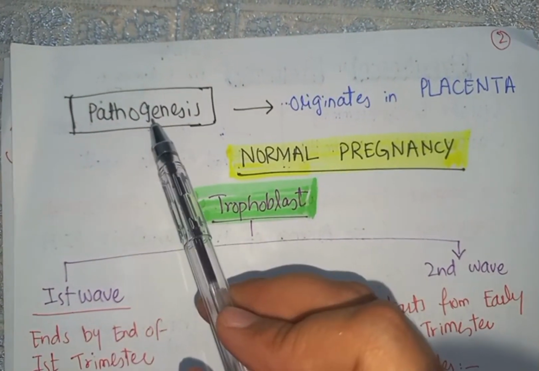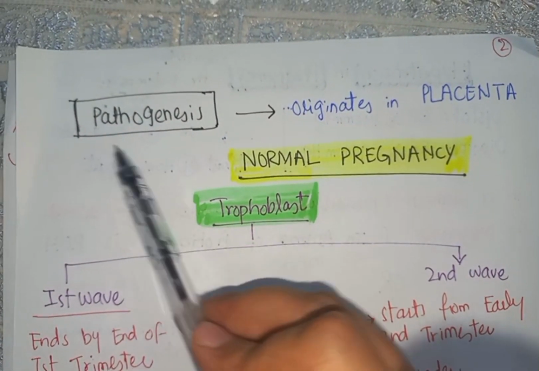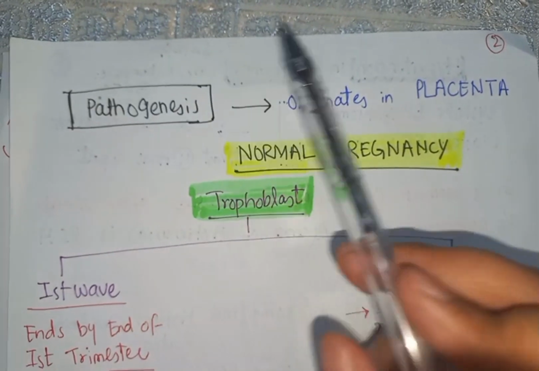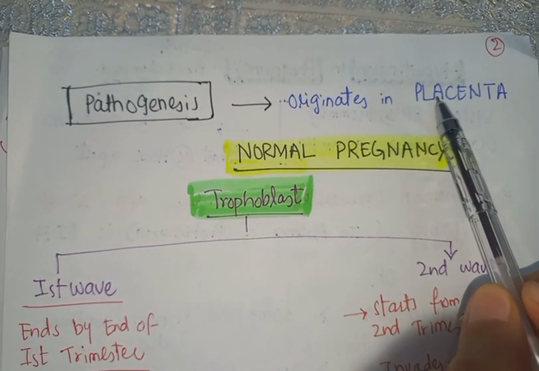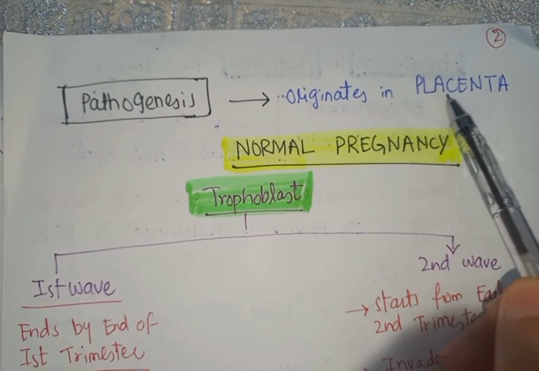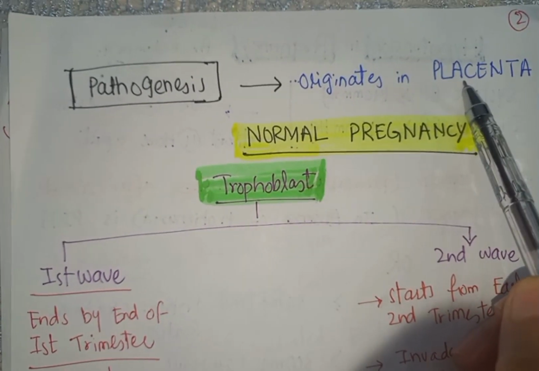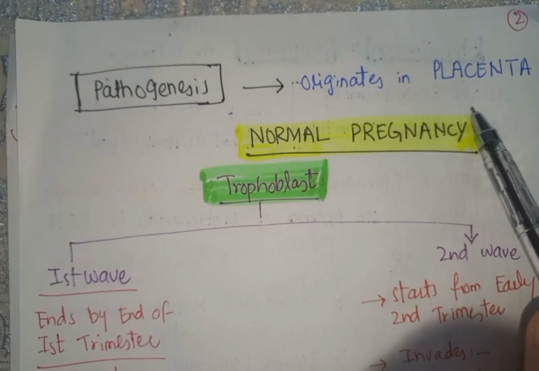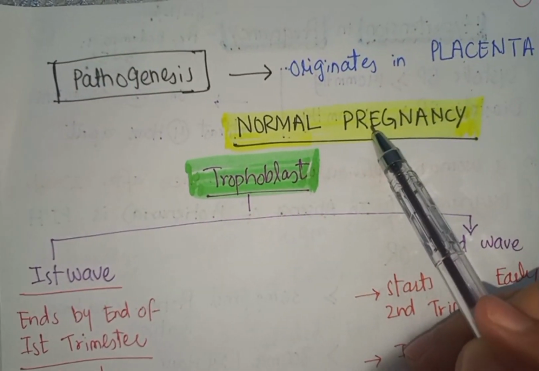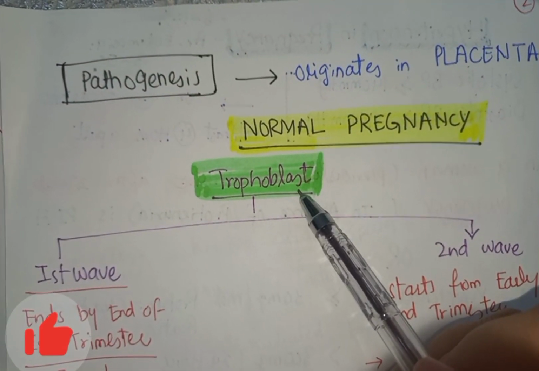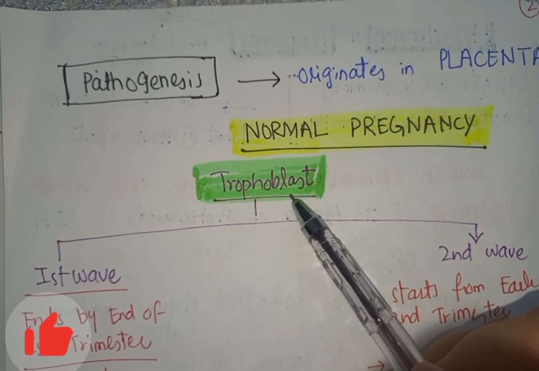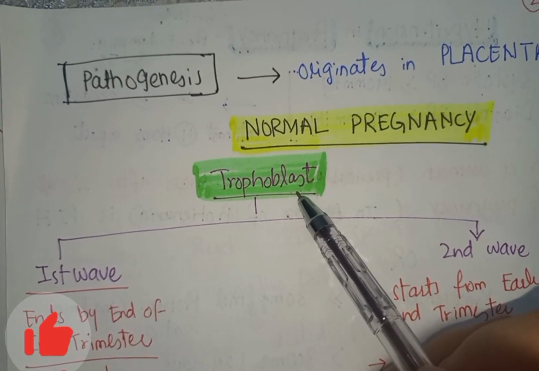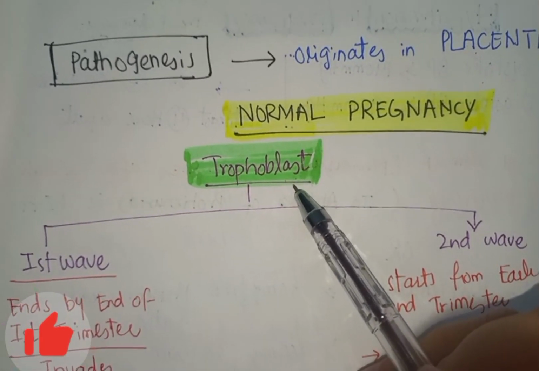Now let us discuss the pathogenesis of preeclampsia. It originates in the placenta. Defective placental function leads to the development of preeclampsia. So what happens in a normal pregnancy and what happens in preeclampsia? In a normal pregnancy, there is invasion of the trophoblast. The trophoblast invades the myometrium and the spiral arteries of the myometrium.